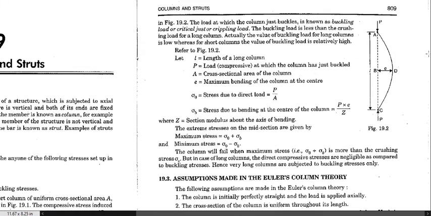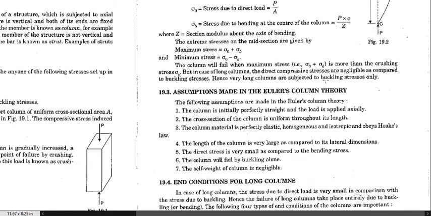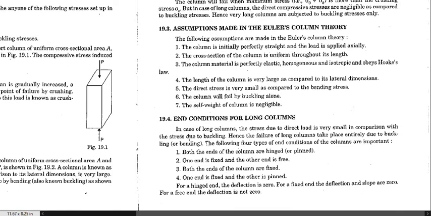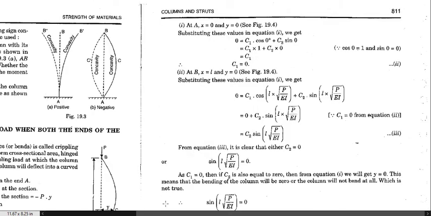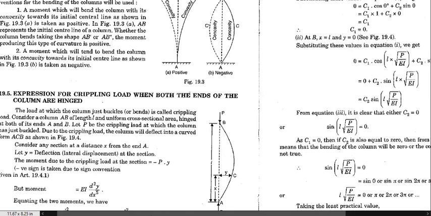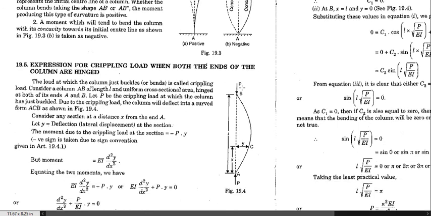This is the bending of the column when the load acts at a certain eccentric distance. There are certain assumptions regarding Euler's column theory, and there are certain end conditions for which we have to determine the Euler's crippling load.